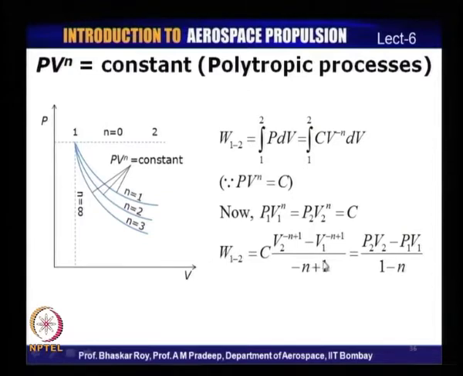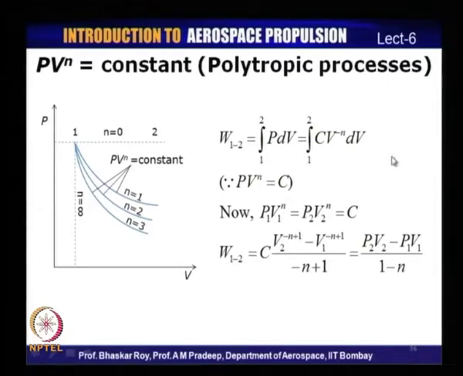So, suppose n was equal to 2, then the work done during this particular polytropic process will be, basically depending upon the properties at the end states, P2 V2 minus P1 V1 by 1 minus 2 and so on. So, you can actually calculate the work done during a polytropic process if you know the end states as well as the exponent of the polytropic process.